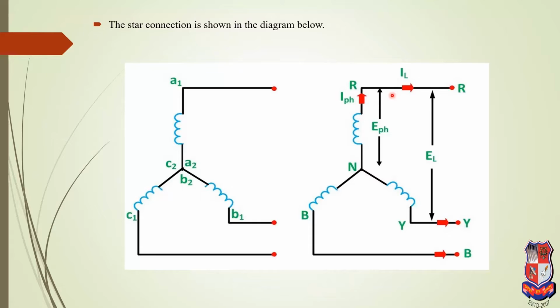In star connection, the current flowing in the line is known as the line current. The current flowing in the phase is called the phase current. The voltage measured between any phase, R, Y or B, and the neutral point is known as the phase voltage, and the voltage measured between any two lines, that means R and Y, is known as the line voltage.